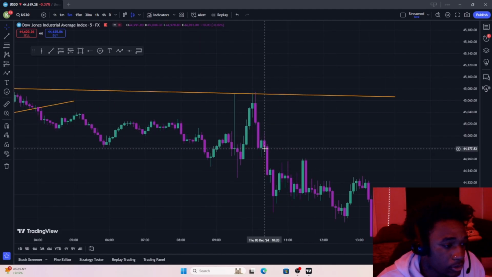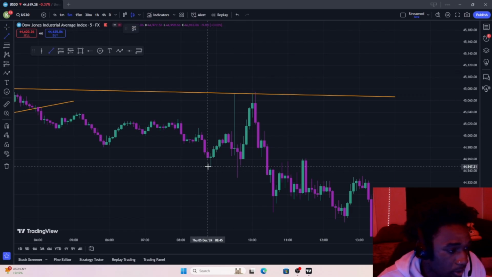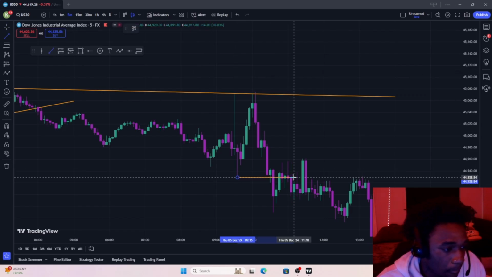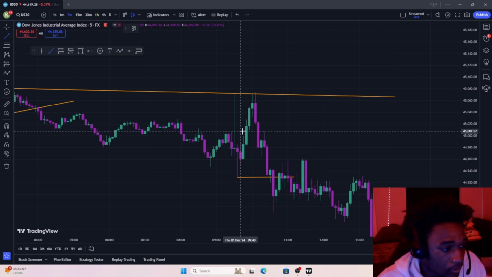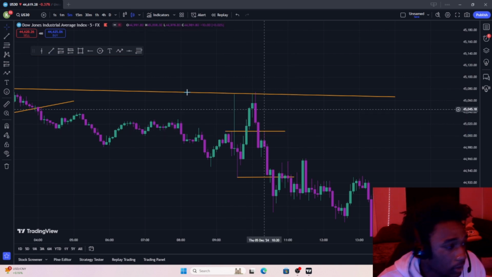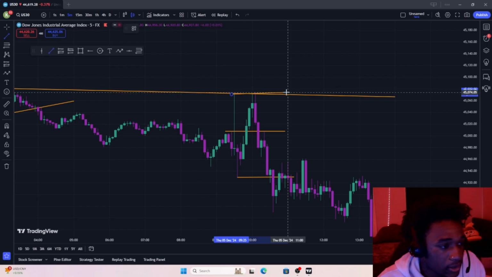At 10:30 we were clear, no news, nothing. So we would have support right here at this wick, and we would have resistance at these highs right here. So this would have been resistance one, and this would have been another resistance, right?